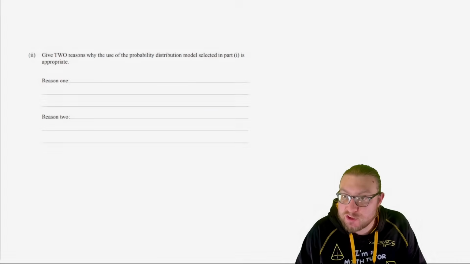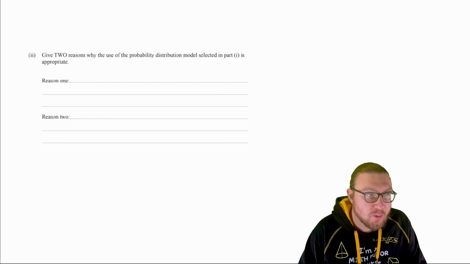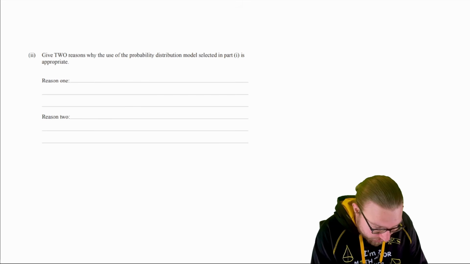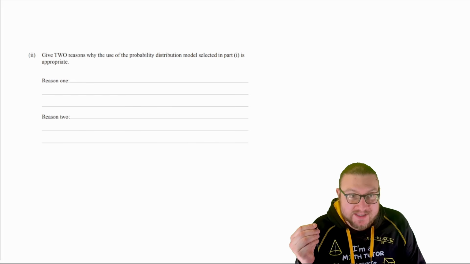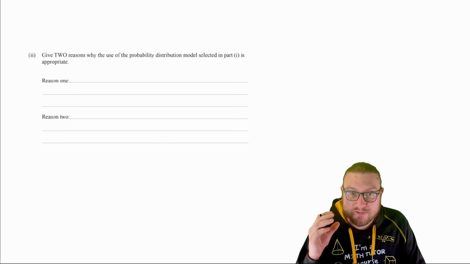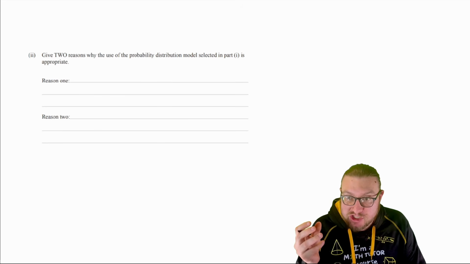And here it says give 2 reasons why the use of the probability distribution model selected in part 1 is appropriate. And now there's more options here. Yeah, so there's a lot of options that you guys can choose from. But usually when they ask you to give reasons for a probability distribution, what they really want from you is that you tell them that we have the parameters, yeah, that we are satisfying, as well as the conditions.